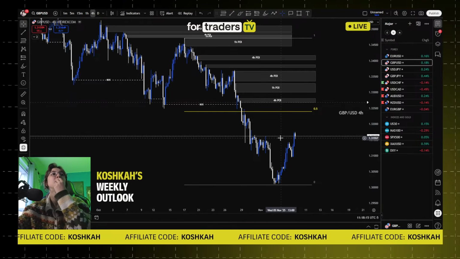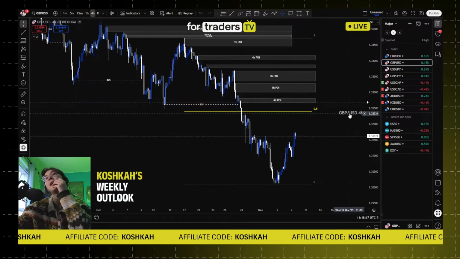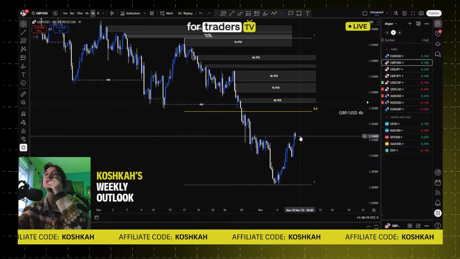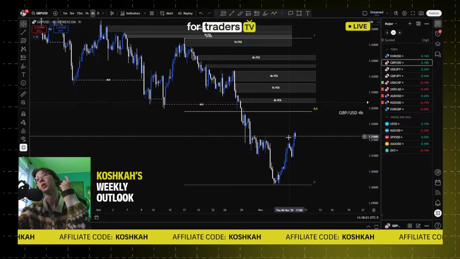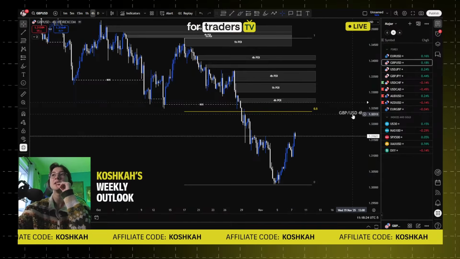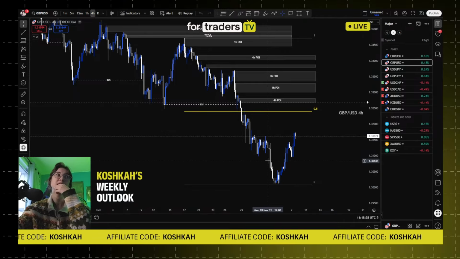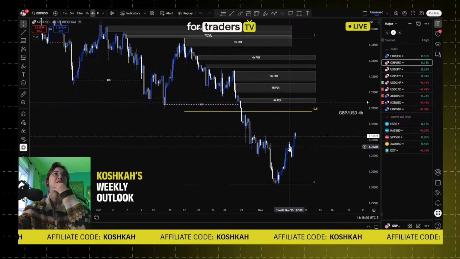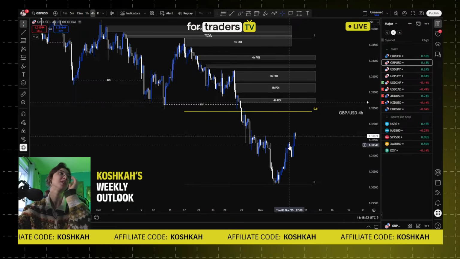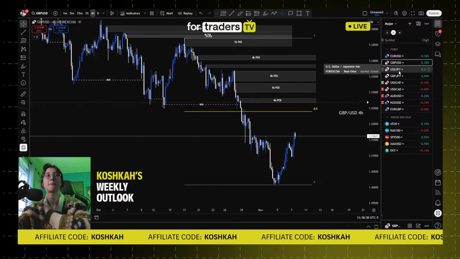Someone said, what time frame do you use mostly? I'm identifying my zones on the higher time frame, so the 4 hour and the 1 hour, and I'm looking for my entries on the 15 minutes and lower time frames. But mostly I'm identifying my trades on the higher time frame first, and then I refine them basically.